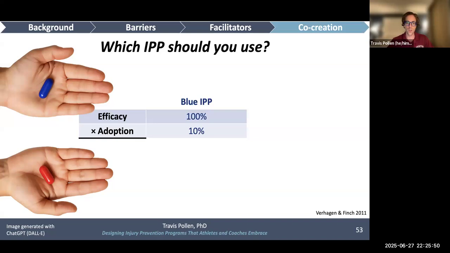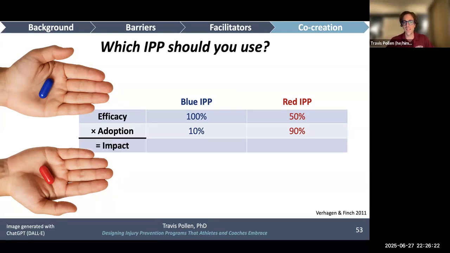One, a blue injury prevention program symbolized by the blue pill. Shout out to The Matrix, the movie. The blue pill injury prevention program has 100% efficacy. It's perfect, but only 10% of people are willing to adopt it. Then we have the red injury prevention program, which is only half as good, half as efficacious in terms of injury reduction as the blue pill, but 90% of our athletes are willing to adopt this program.